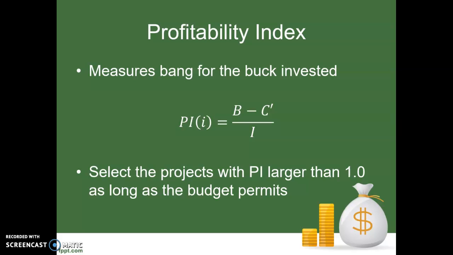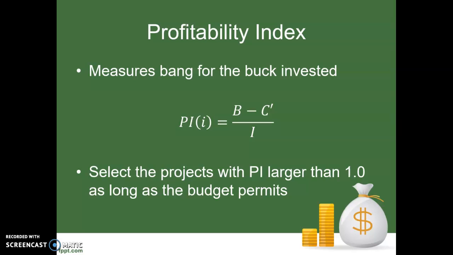So earlier in this chapter, we talked about benefit cost ratio, and profitability index is very closely related to benefit cost ratio. Here we have the formula for profitability index. It has all the same variables as benefit cost ratio, but in a slightly different arrangement.